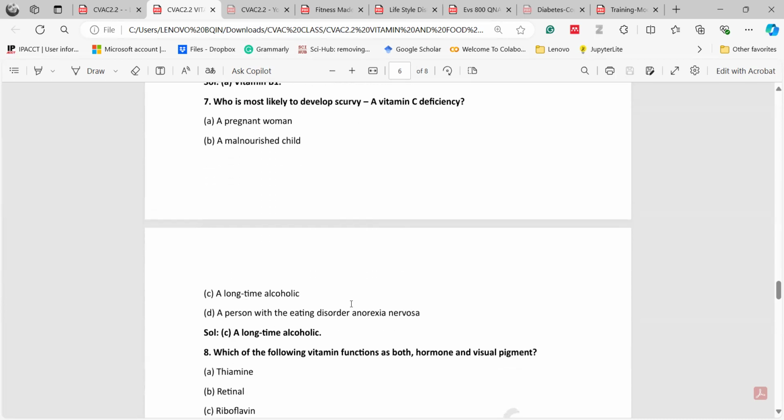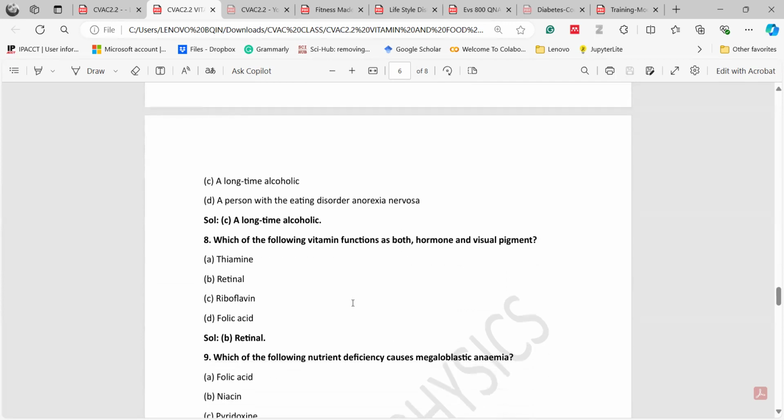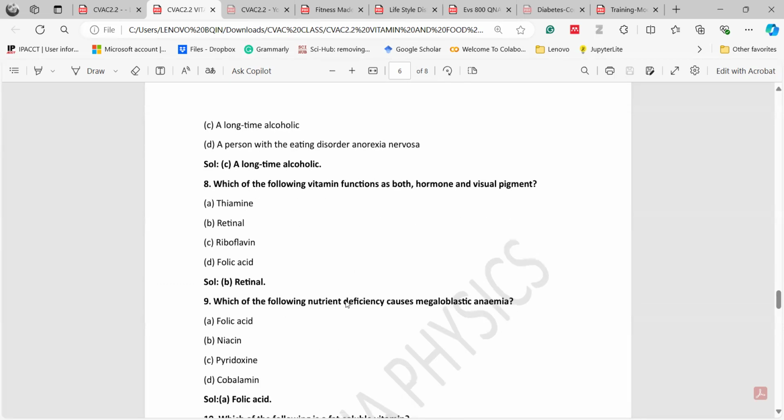Okay. So which of the following vitamins functions as both hormone and visual pigment? It's the retinol. These are very common things. Still, you have to study and sit for the exam.